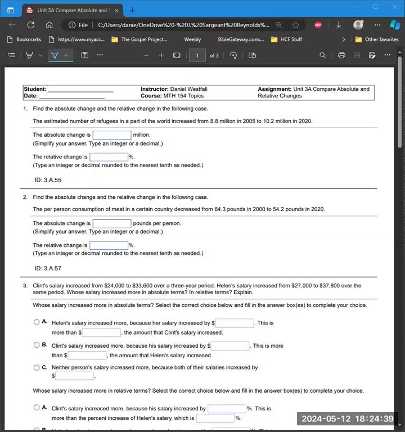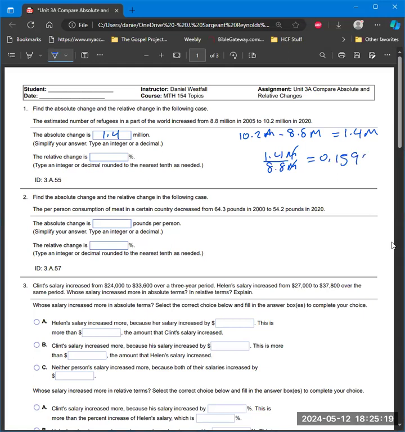So the estimated number of refugees in a part of the world increased from 8.8 million, there's your reference, to 10.2 million. So 10.2 million minus 8.8 million, the absolute change is 1.4 million. And then this change here divided by the reference value of 8.8 million, millions will cancel. 1.4 divided by 8.8 is going to be 0.15909 and 09. It's going to keep repeating.